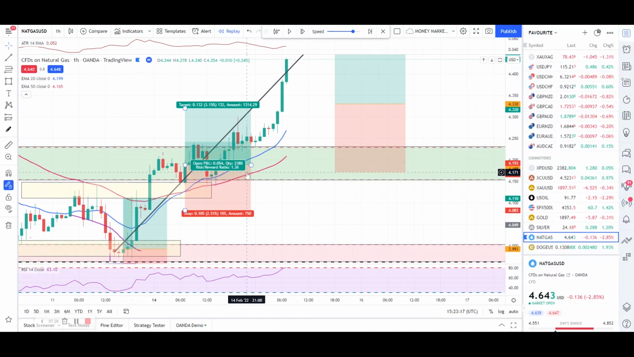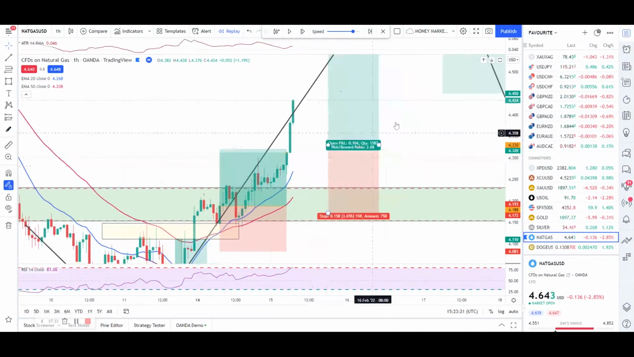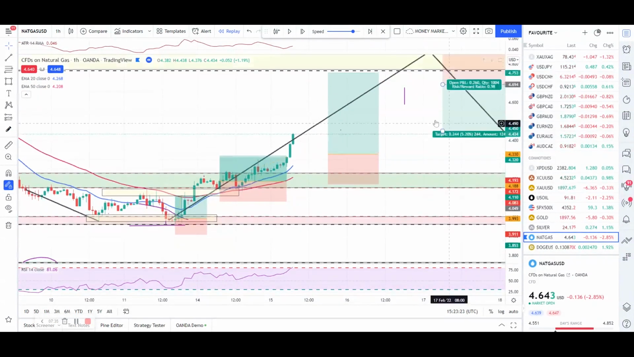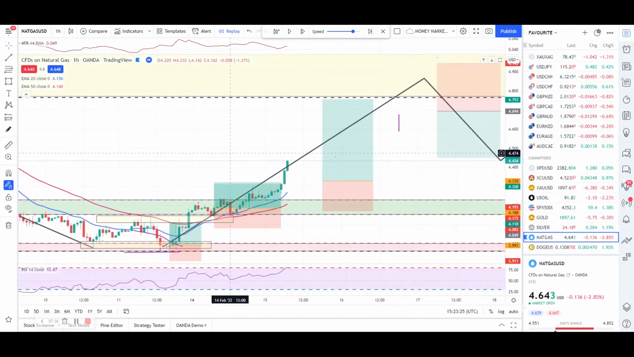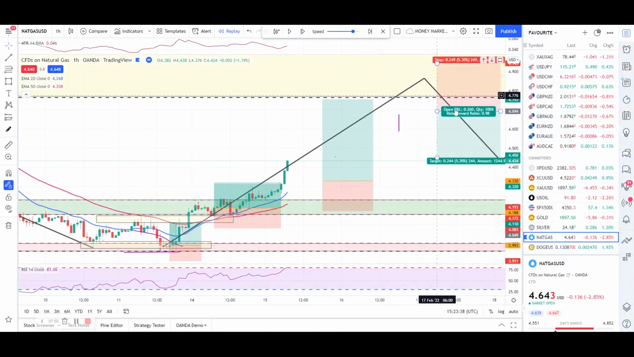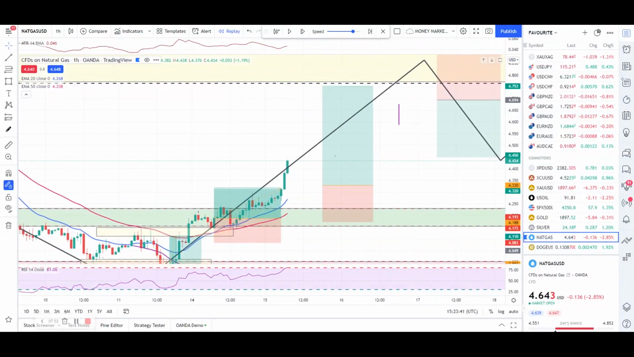So our target has been hit right here. The second target has been hit successfully. Once we are between our zones, this is what I teach in my email analysis, which I send to my priority members. Once we are between the zones, I look for pullback trades only. So in this case, I will only look for pullback trades.